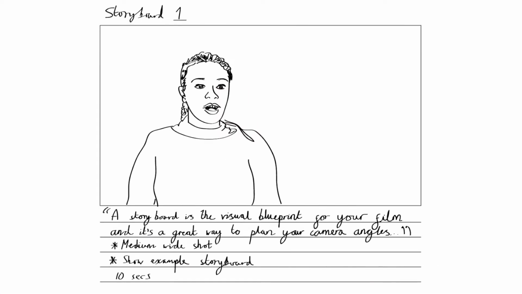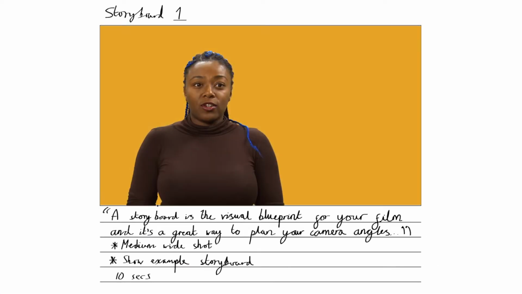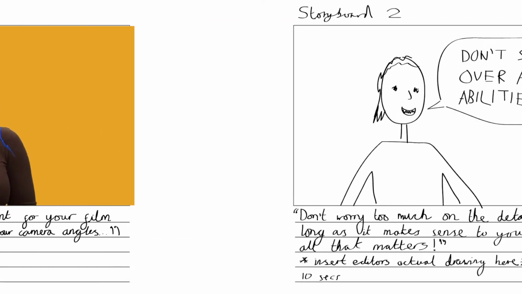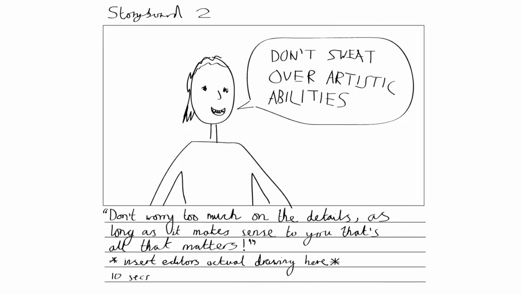A storyboard is the visual blueprint for your film, and it's a great way to plan your camera angles. Don't worry too much on the details, as long as it makes sense to you, that's all that matters. Chances are your film won't need a script, but if your video needs dialogue, then don't forget to include it in your storyboard. If you're interested in making a documentary, then a 2-column script is your best bet for planning.